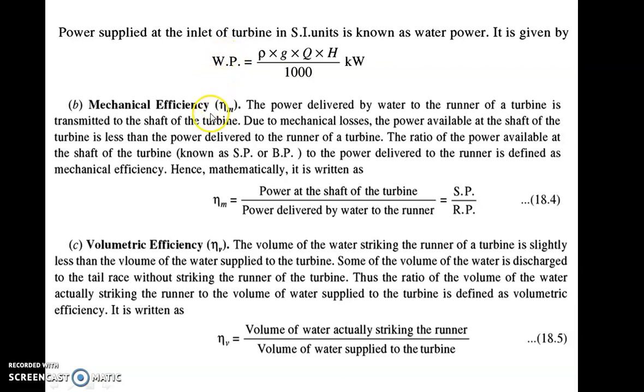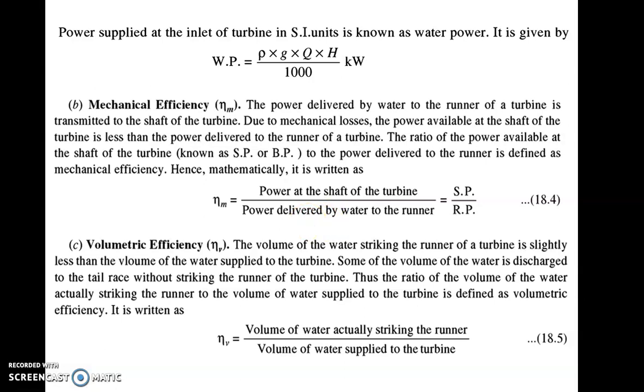Then there is the mechanical efficiency. Mechanical efficiency, you remember, is always associated with the shaft. Mechanical efficiency is nothing but friction. It is the efficiency occurring because of friction. Whenever there is friction, there is mechanical efficiency. The power delivered by the water to the runner of the turbine is transmitted to the shaft of the turbine. Due to mechanical losses or friction, the power available at the shaft of the turbine is less than the power delivered to the runner of the turbine. And the ratio of this power available at the shaft, that is shaft power, to the runner power is defined as the mechanical efficiency. So remember, mechanical efficiency is nothing but shaft power upon runner power.